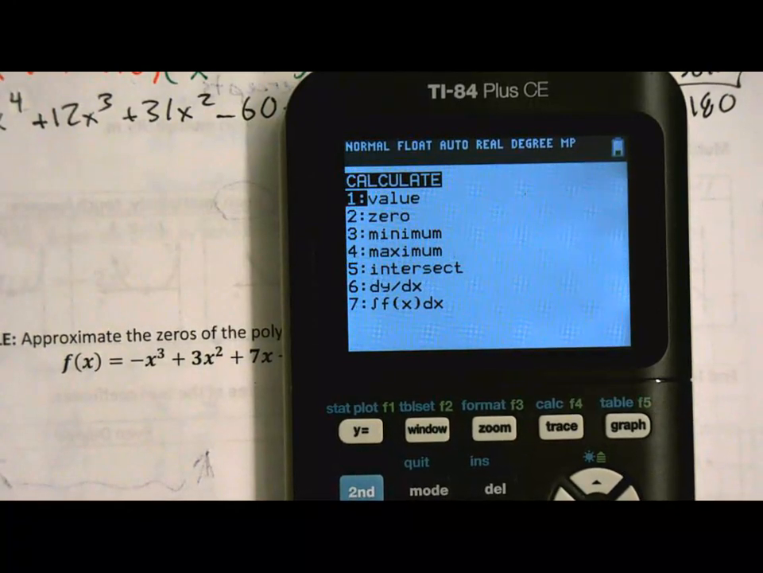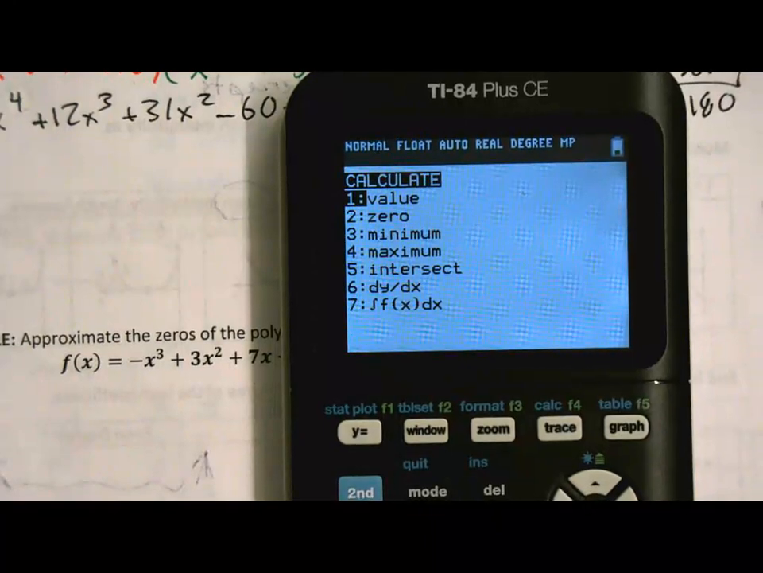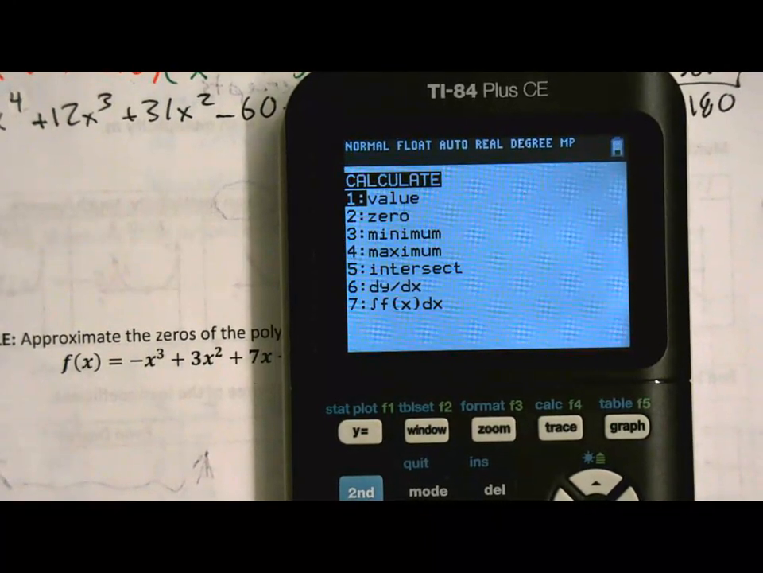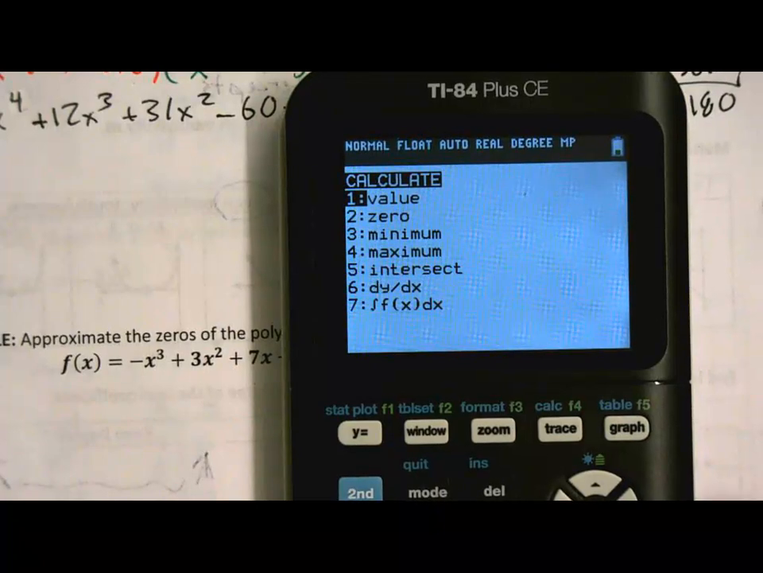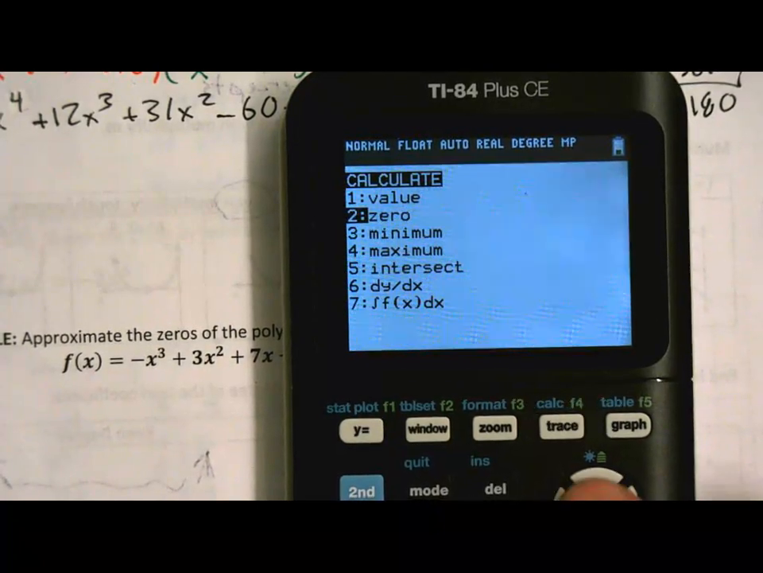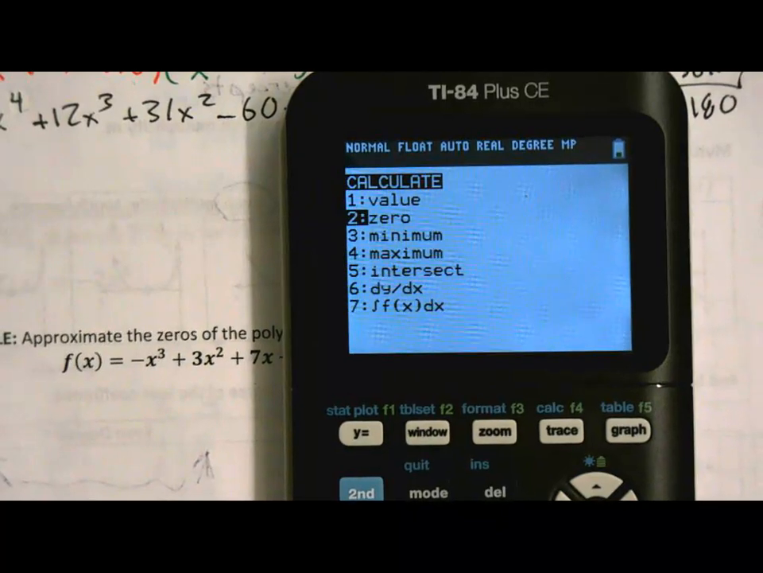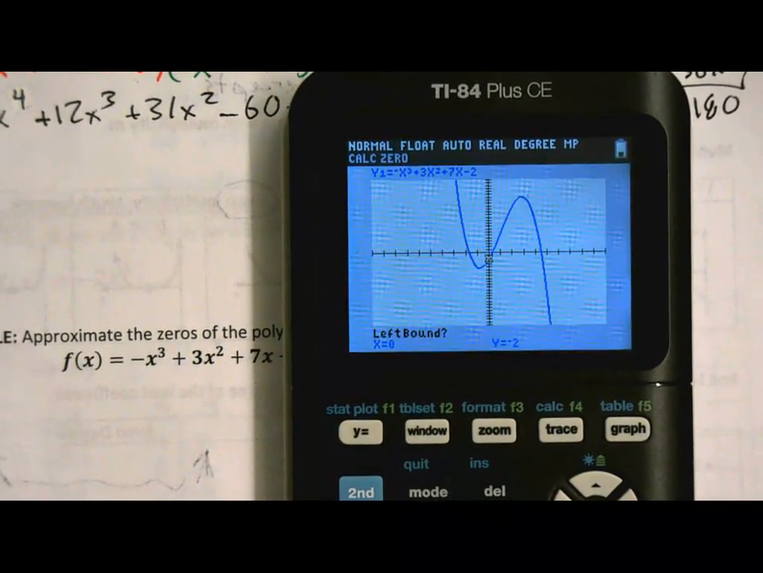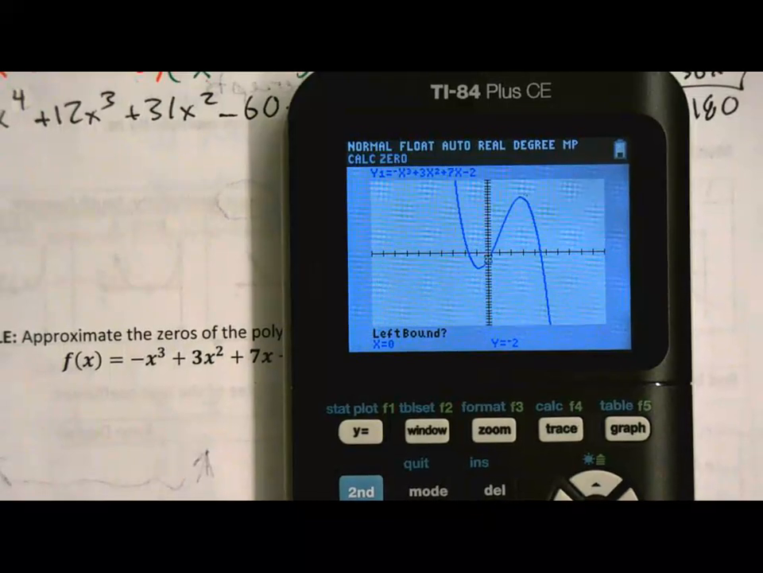And if you had to guess which of these options we would be using to find an x-intercept, which do you think it would be? Number 2, right? Because x-intercepts come from zeros. So hit enter, and look down at the bottom of your screen. You're going to see a familiar question.